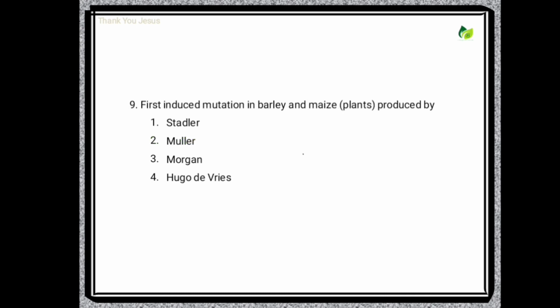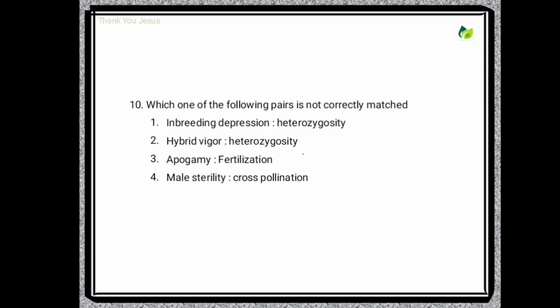The first induced mutation in barley and maize, that means plants, was produced by. Options are Stadler, Muller, Morgan, Hugo de Vries. The correct answer is Stadler. Let's see the next question.